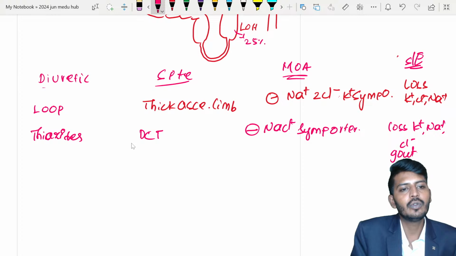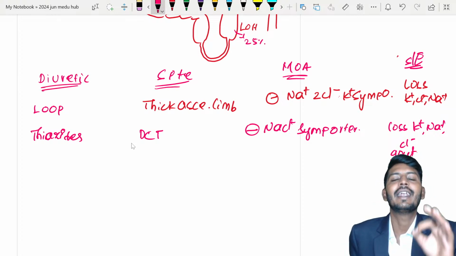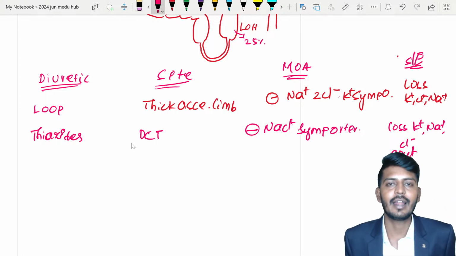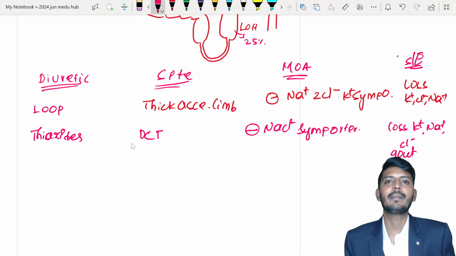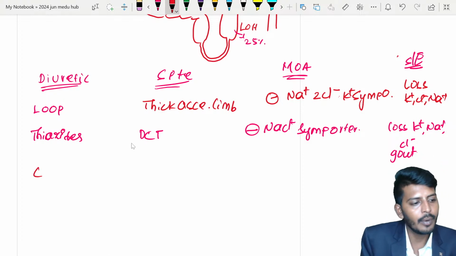Okay, where do we use thiazide diuretics? They are the drug of choice in the treatment of diabetes insipidus at a nephrogenic level, and also importantly remember they are the first line management in a hypertension patient. Okay, thiazide is done, sir. Then carbonic anhydrase inhibitor, what is that?